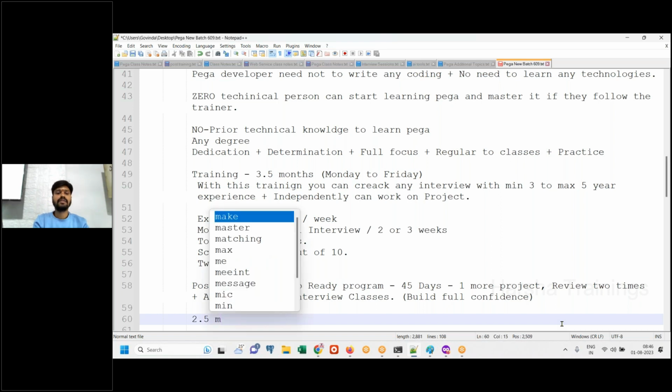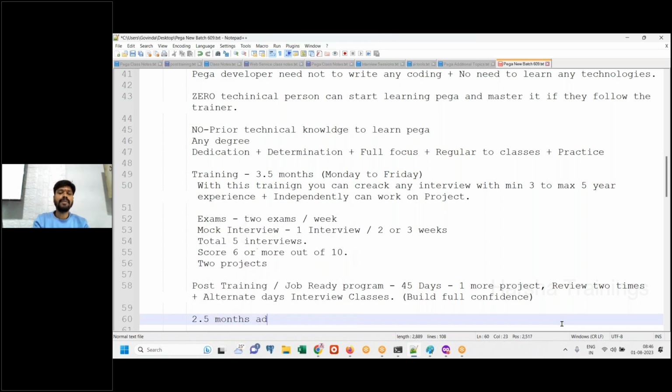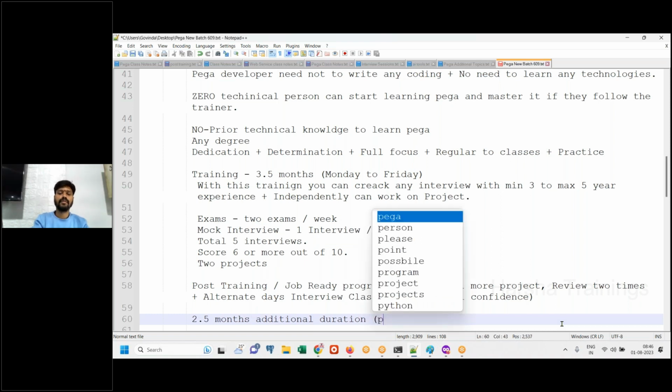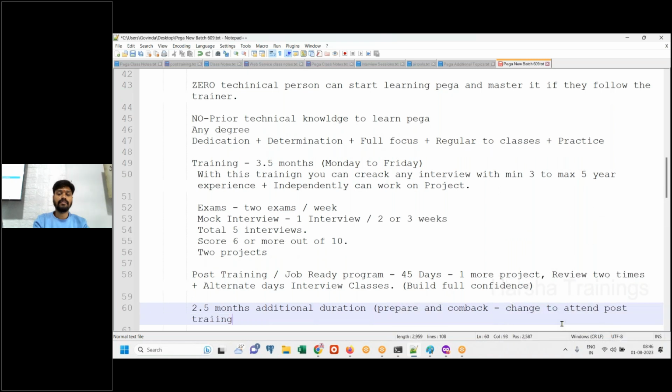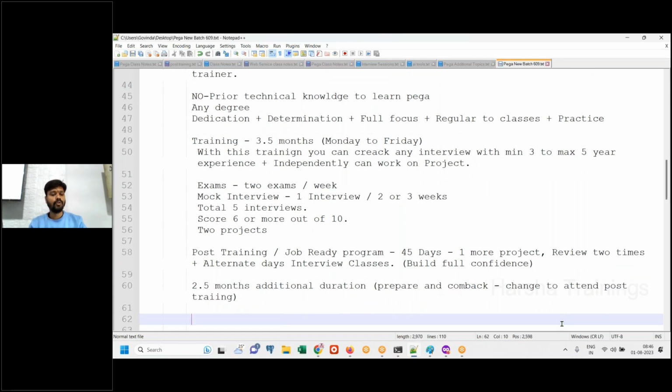2.5 months additional duration. For what purpose? Prepare and come back. We give you a chance to attend mock and post training. Okay, 2.5 months also you did not do. If proper reasons are there, that's a different thing. There are people who will pay the training fees here, not saying so simply, just for the sake their parents are insisting.